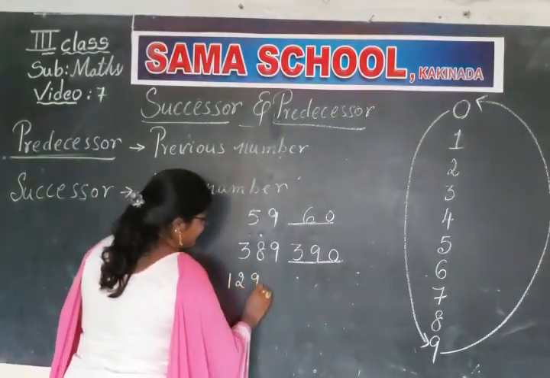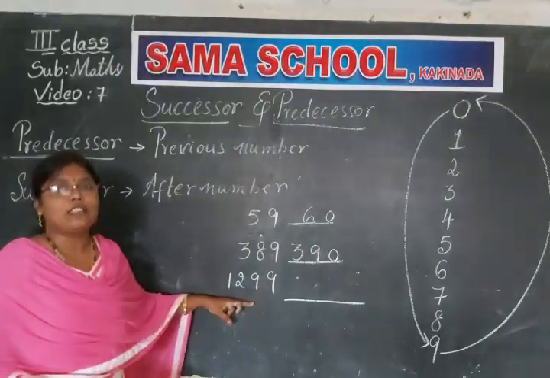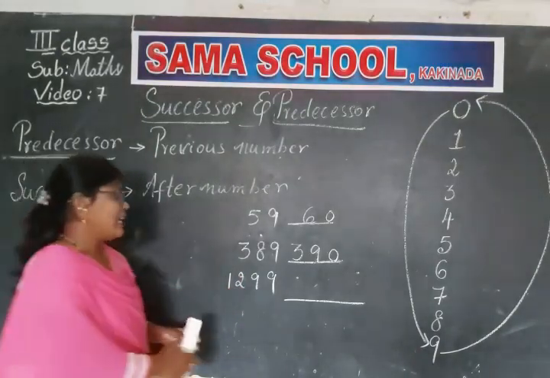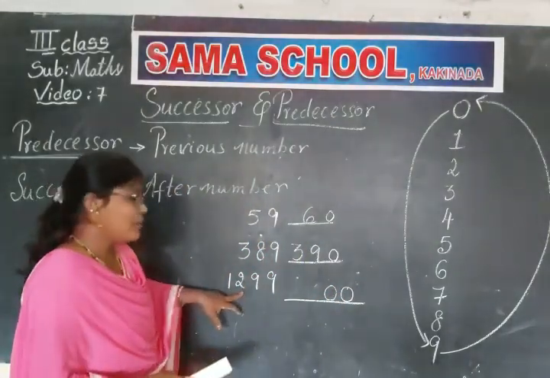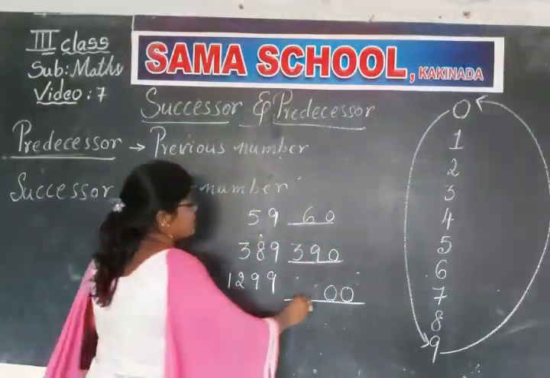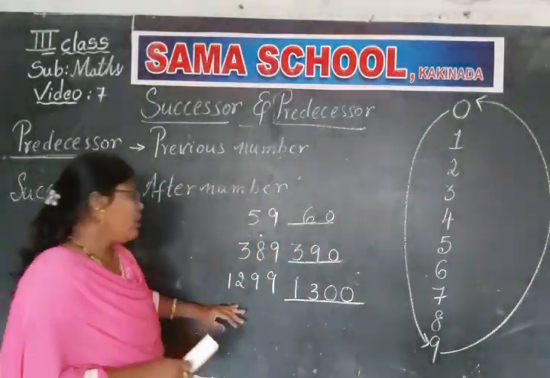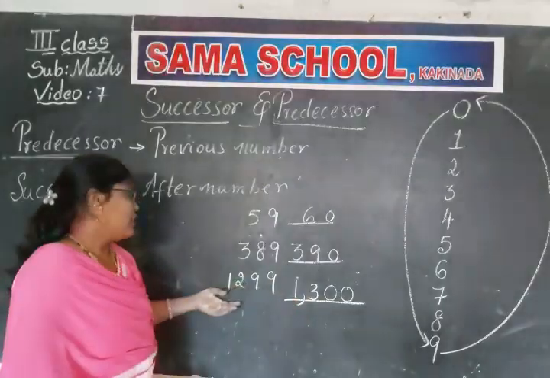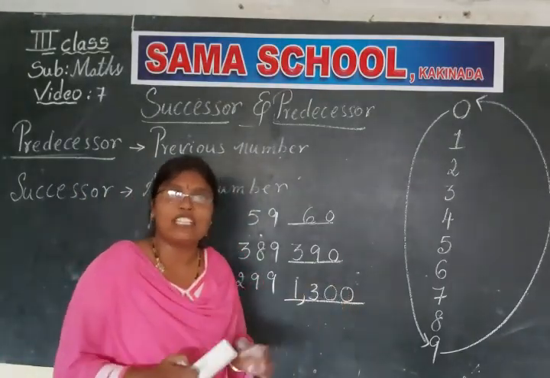For example, take 1299. Here we have two 9s, so we have to change the hundreds place digit also. The successor of 9 is 0, and here again the successor of 9 is 0. Now, what is the hundreds place digit, children? 2. What is the successor of 2? 3. So write 3 in the hundreds place, and the thousands place number remains the same. So 1300 will be the successor of 1299. Children, do you understand how to form the successor and predecessor of a number?